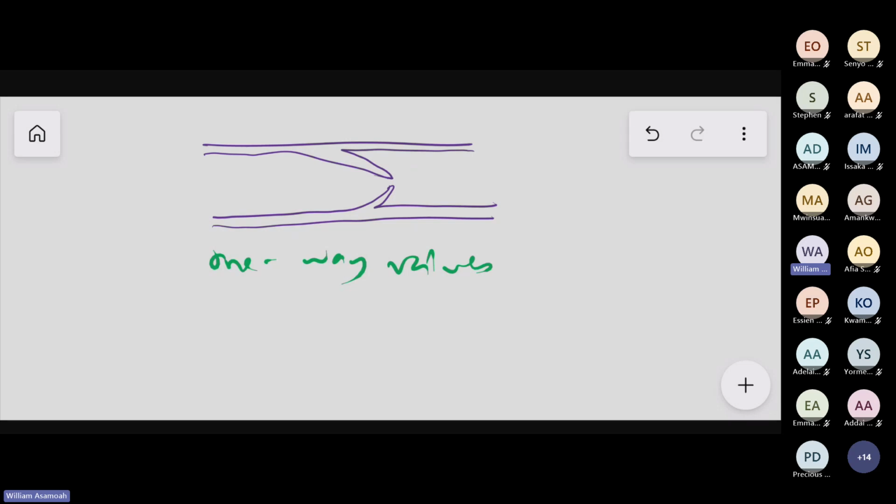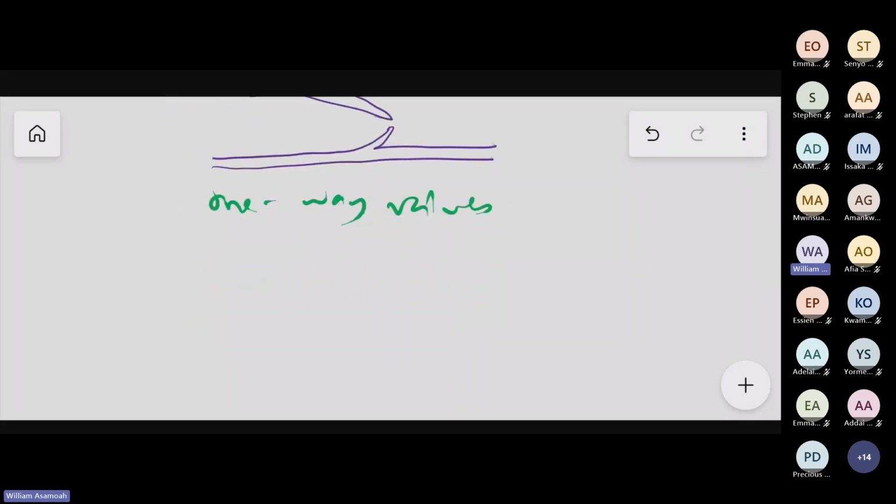Now, in electronic systems too, we also have these one-way valves for current. But these one-way valves for current are called diodes.